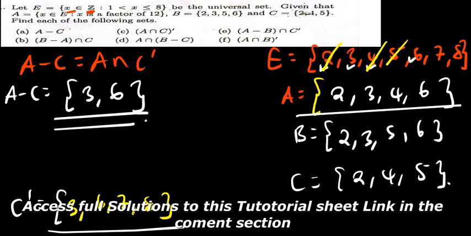You can say A minus C is equal to this, or A intersection C complement is equal to {3, 6}. As simple as that. Now, using the concept from part A, I believe we can solve part B. So let us try to crack part B.